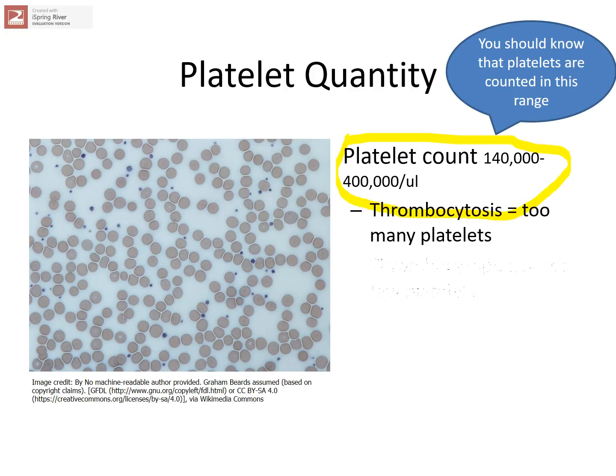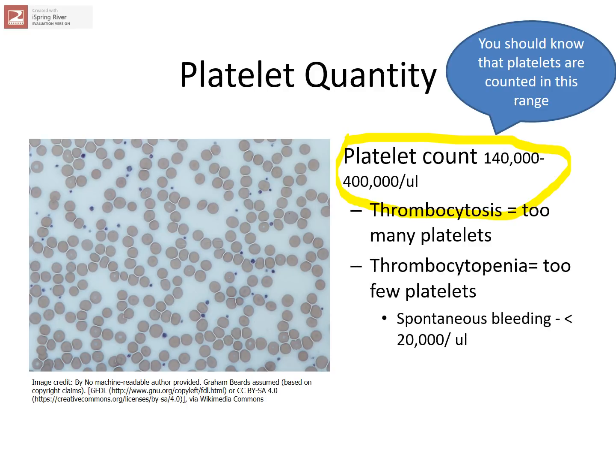So platelets are counted in the range of about 140 to 400,000 per microliter, quite a lot more than white blood cells, but substantially less than the millions of red blood cells. You can see them in this picture as the little purple spots on the peripheral blood smear. So remember, they're not real cells, they're fragments of cells, and this is a pretty normal amount of platelets.